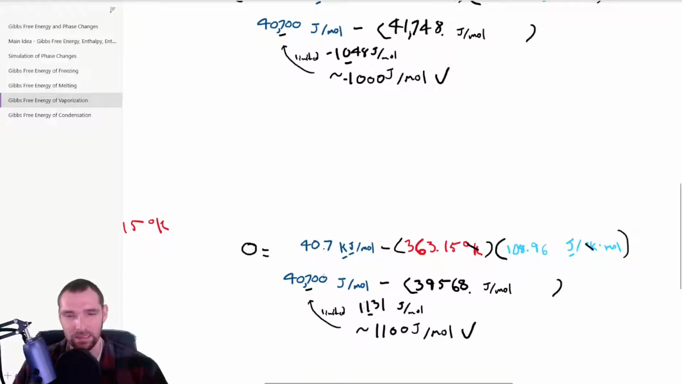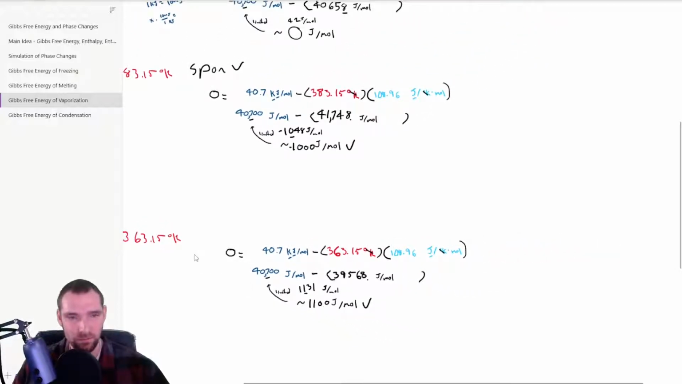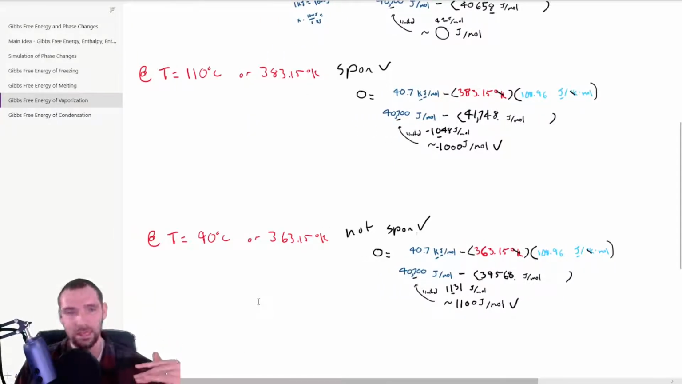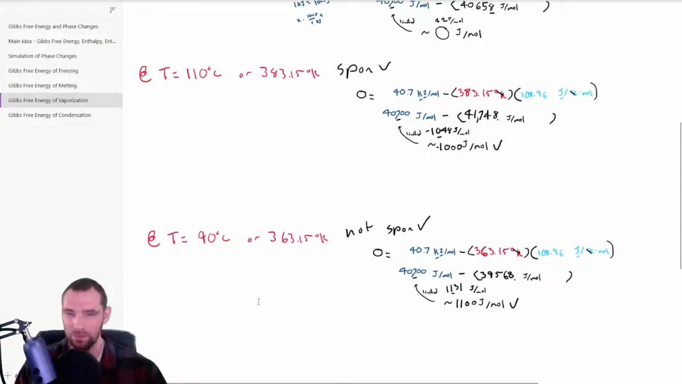And so that is not spontaneous, which kind of matches what we're seeing right here. So, yep, this coming out with a positive value makes sense because we're below that boiling point. So we're not going to be vaporizing into a gas here. That's not going to happen unless you add energy, right? Okay.